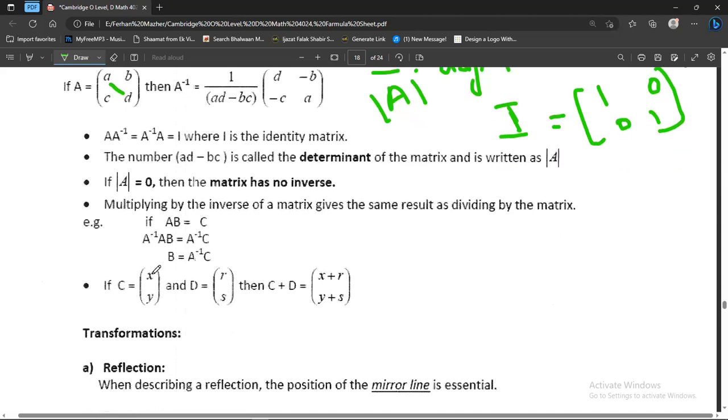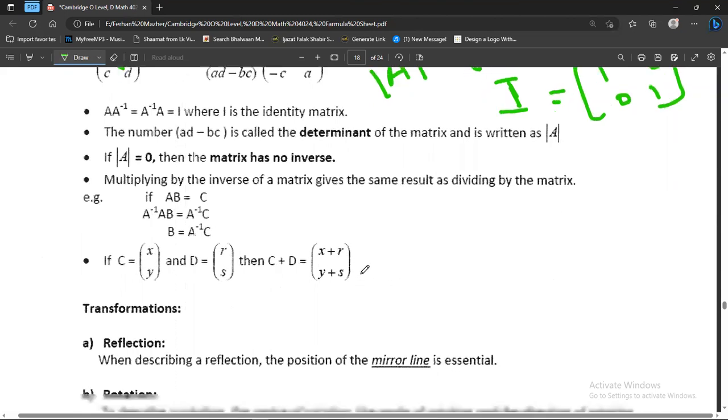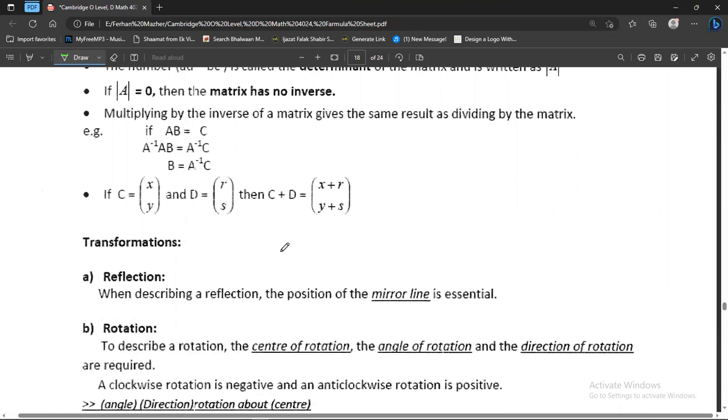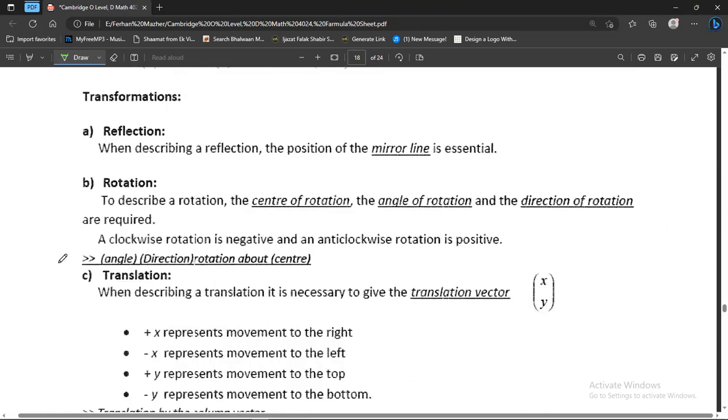If C is equal to (X, Y) and D is equal to (R, S), then C plus D is, you add up the corresponding members. Okay, so it will be (X plus R, Y plus S). Transformation, reflection. When describing a reflection, the position of the mirror line is essential.